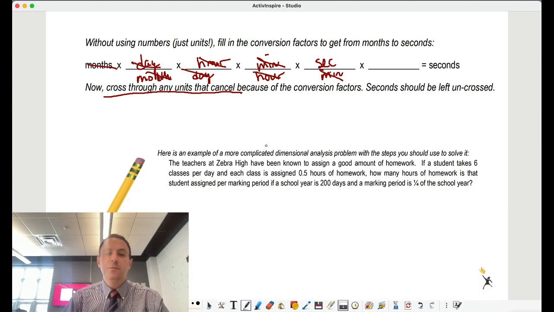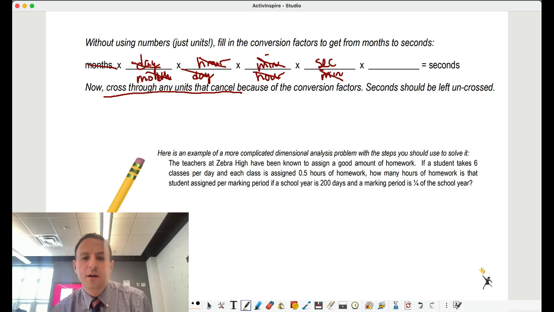So if we look at a more complicated version, and I have more on this on the next page, you guys can see this is just a more complicated version. The teachers at Zebra High are known to assign homework. It's kind of like me. If students take 6 classes per day, each class has a half hour of homework, how many hours of homework is that student assigned per marking period if the school year is 200 days and each marking period is 1/4 of the year?